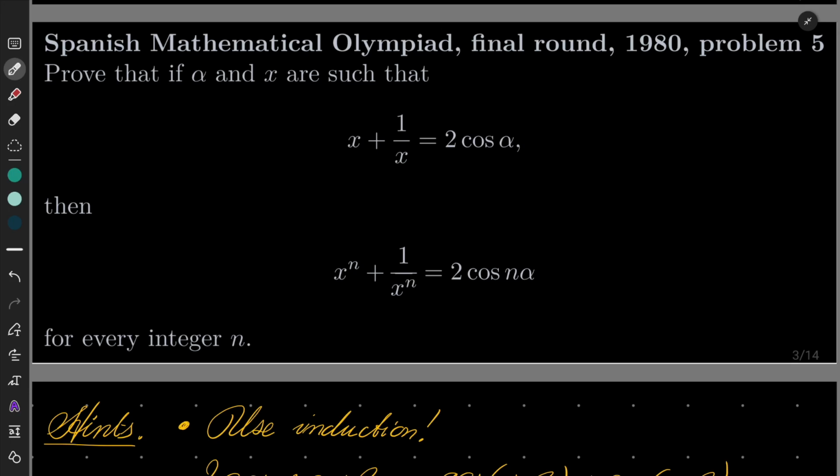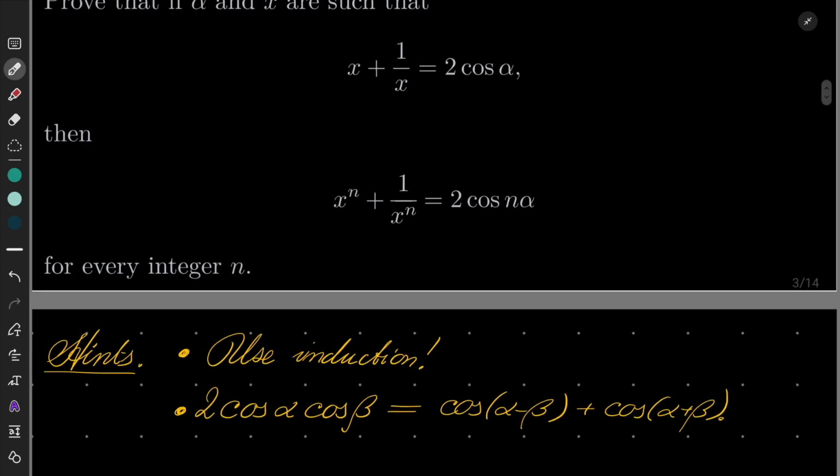Problem number 5. We wish to prove that if alpha and x are such numbers that x plus 1 over x equals 2 times cosine of alpha, then x to the power of n plus 1 over x to the power of n equals 2 times cosine of n times alpha for every integer n.